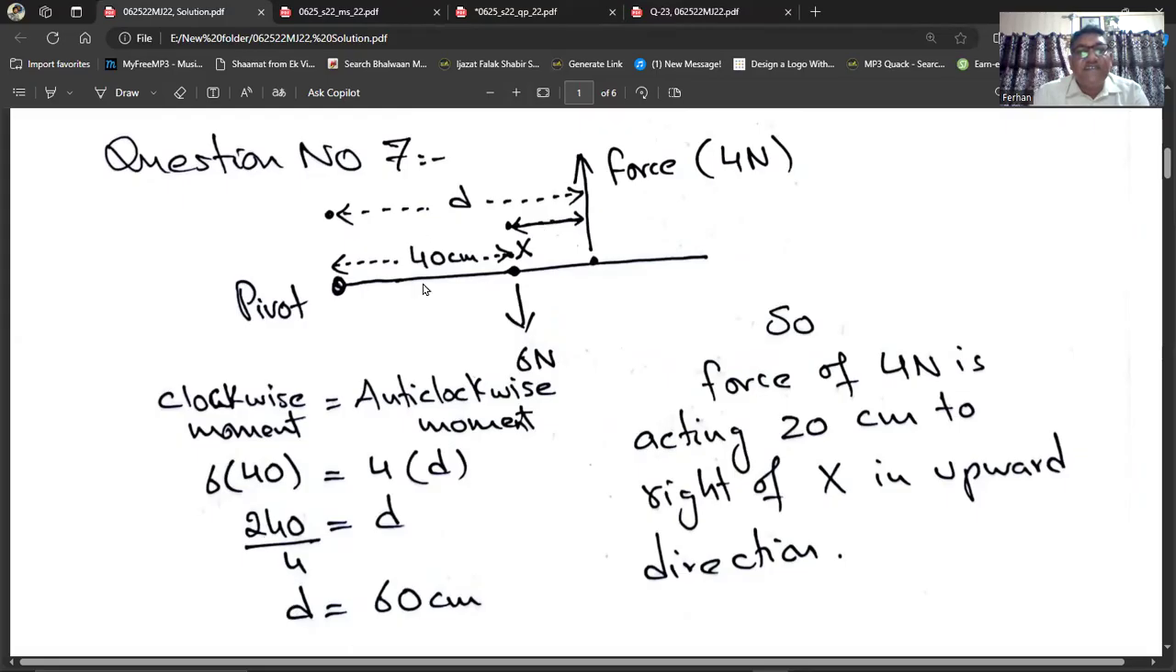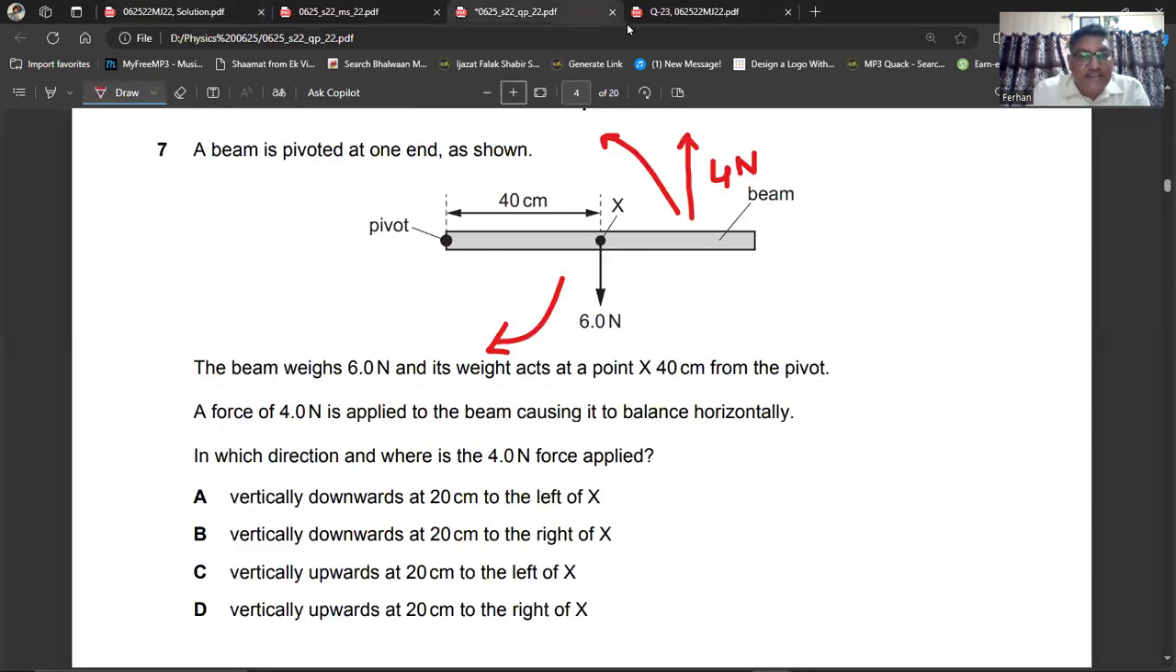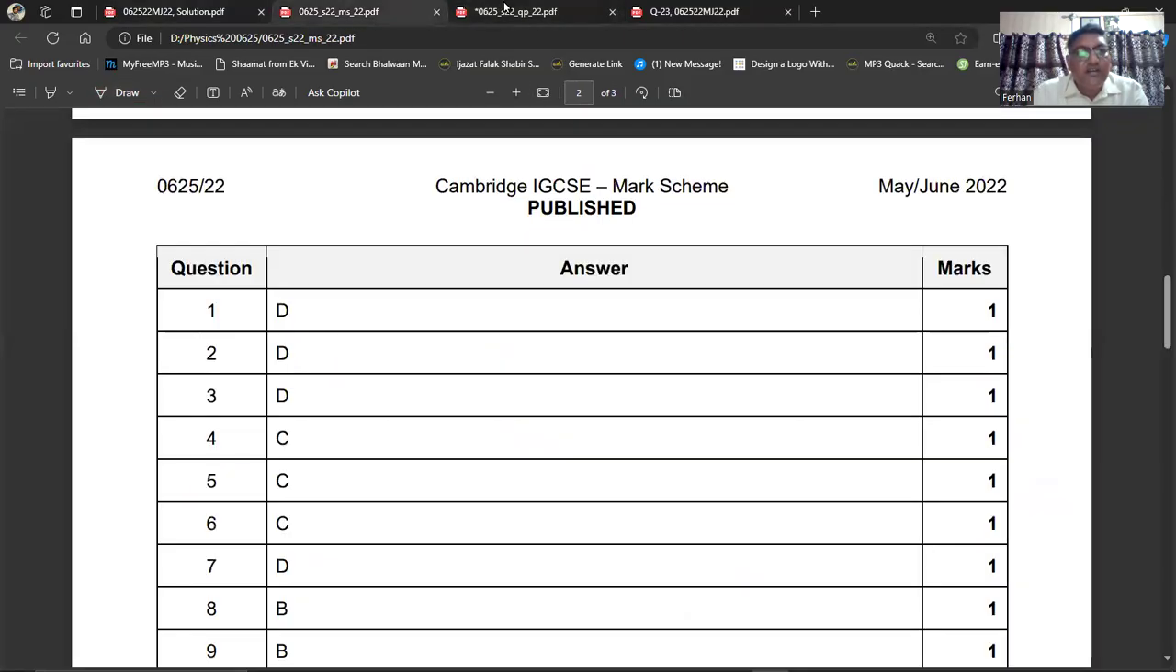So if this distance is 60, and this is 40, this distance will be 20. So the force F, which is of 4 Newton, will be applied 20 centimeter to the right of the X in upward direction. So what is the answer? Vertically upward at 20 centimeter to the right of the X. So I think D is the choice. Question number 7, D.